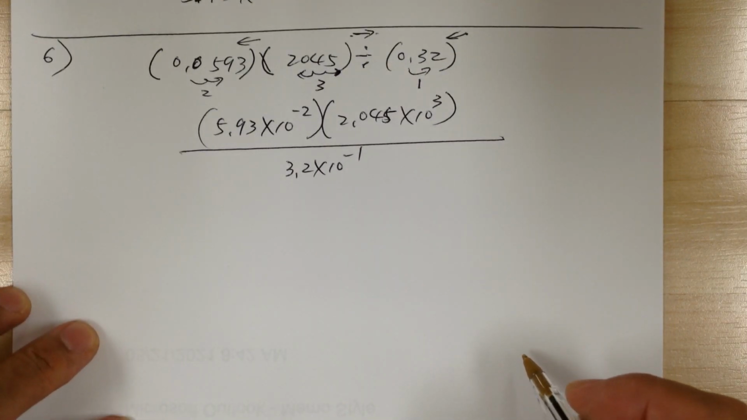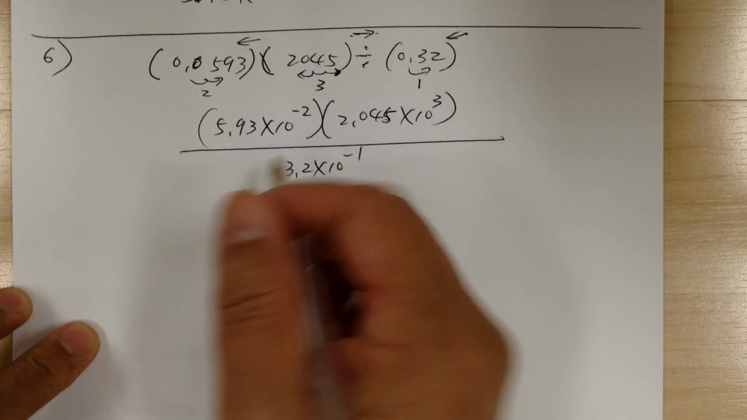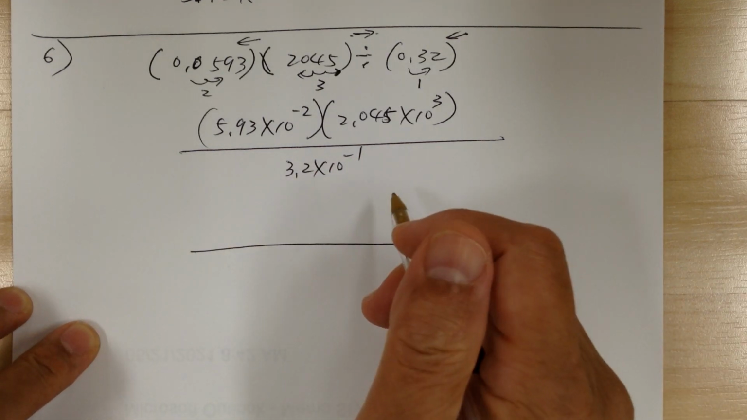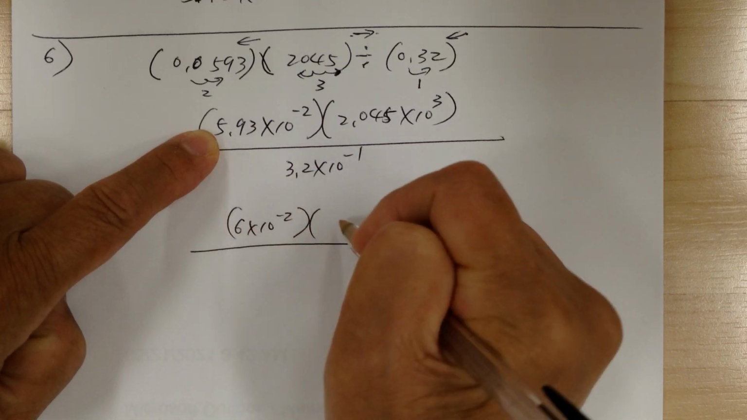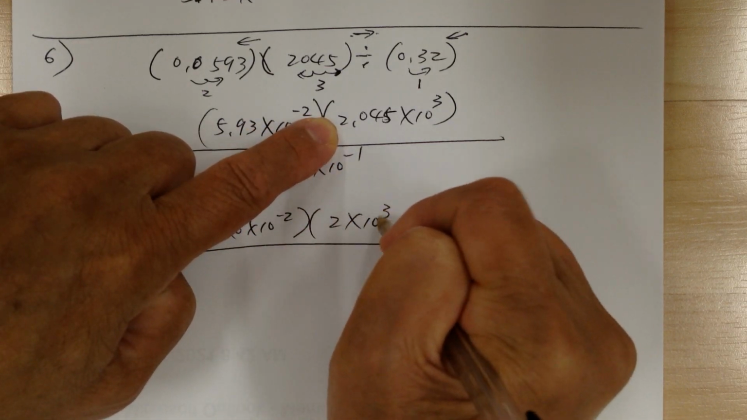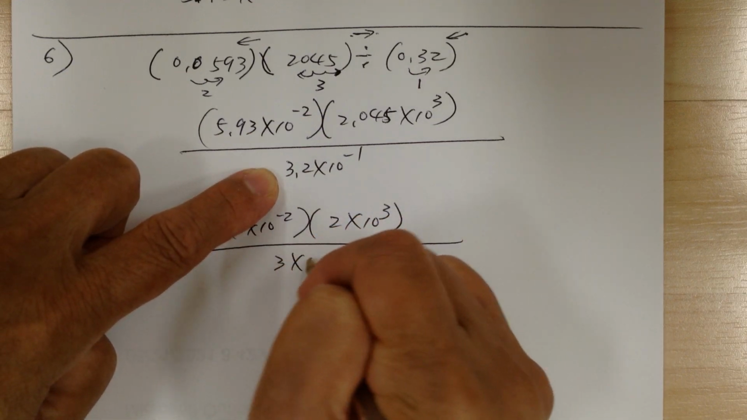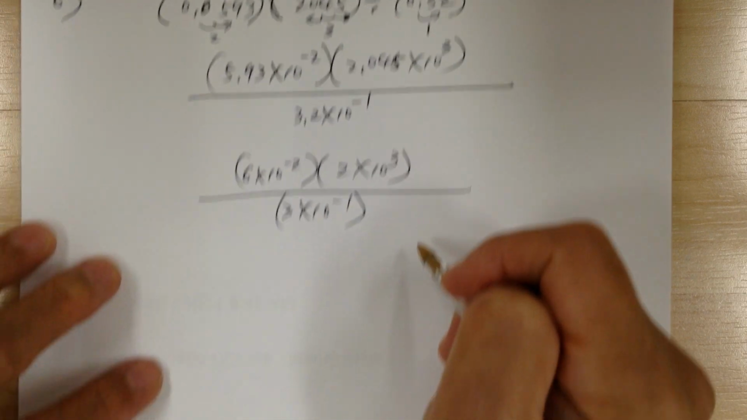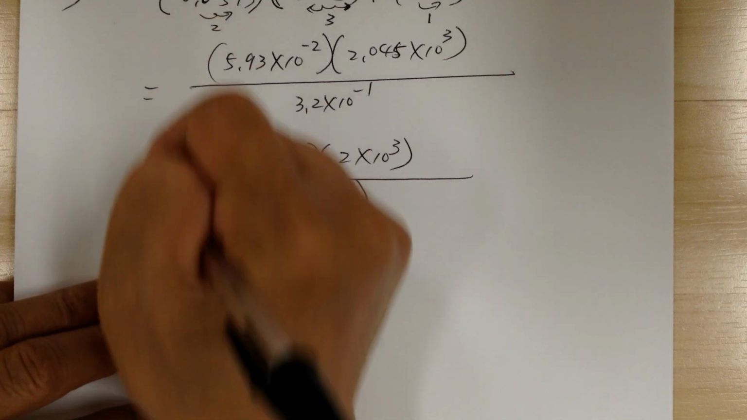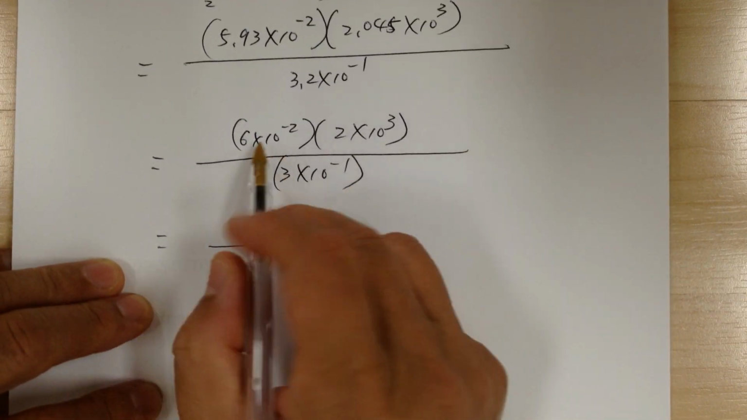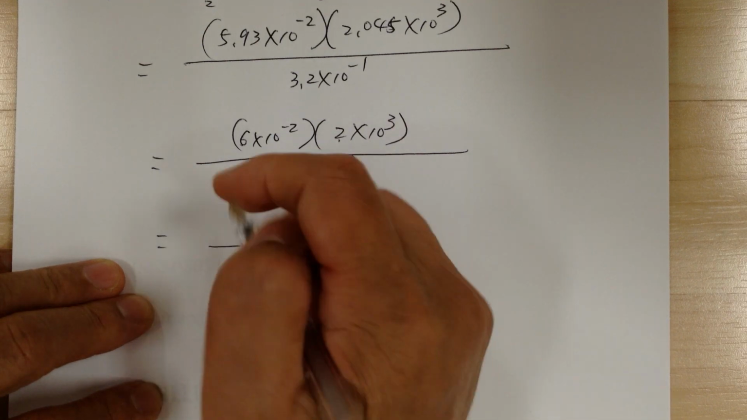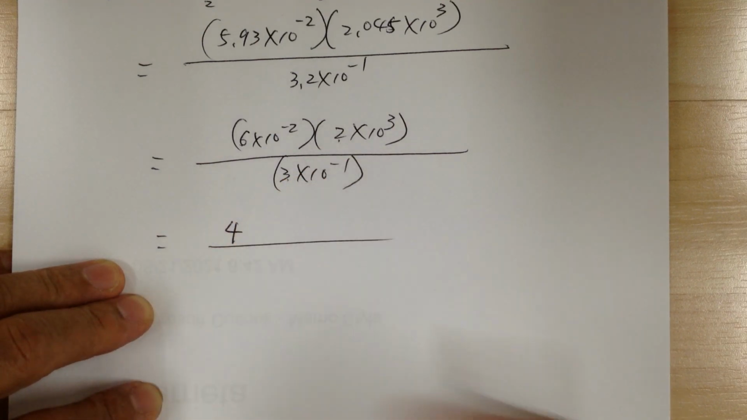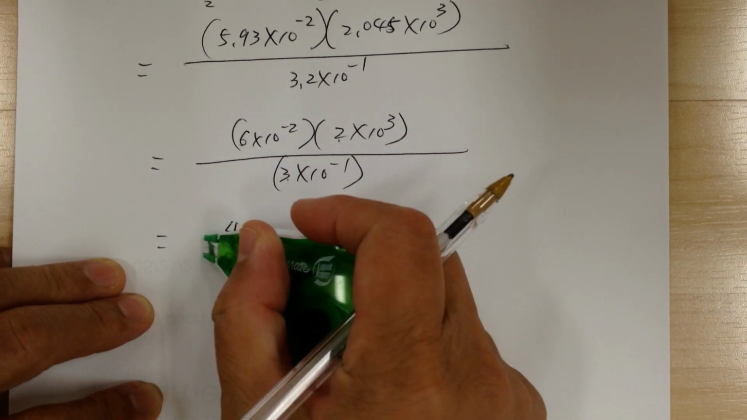So convert it into scientific notation. Then after that, let's go and use one-digit estimation. So this would be 6 times 10 to the −2. This would be 2 times 10 to the 3. And this would be 3 times 10 to the −1. Okay. So now you can go and multiply and divide. So 6 times 2 is 12. 12 divided by 3 will give you 4.